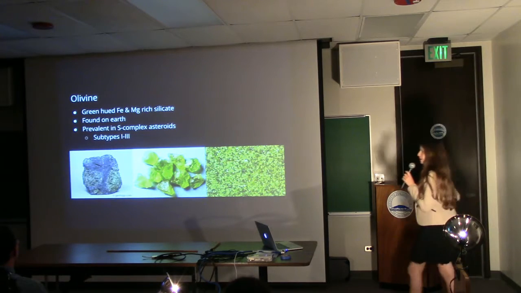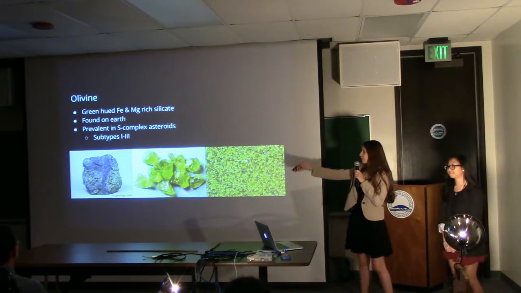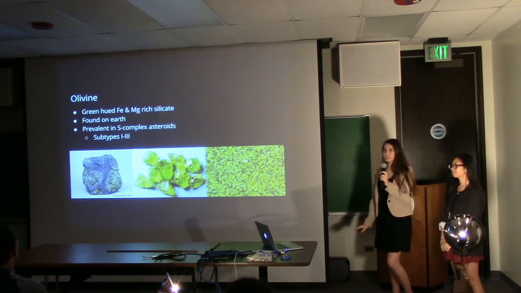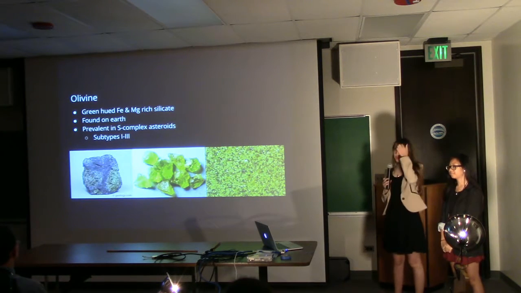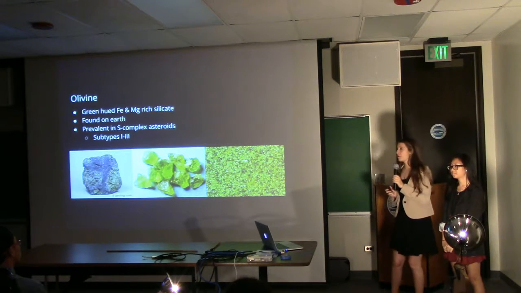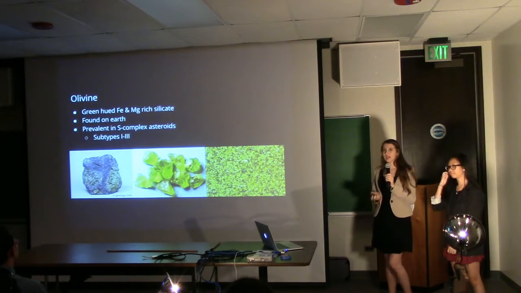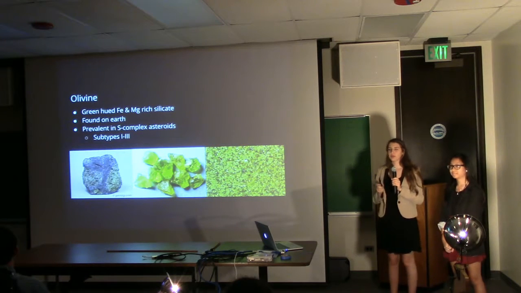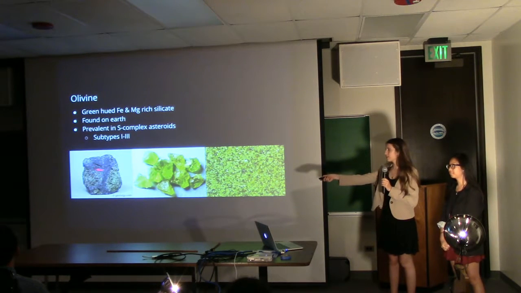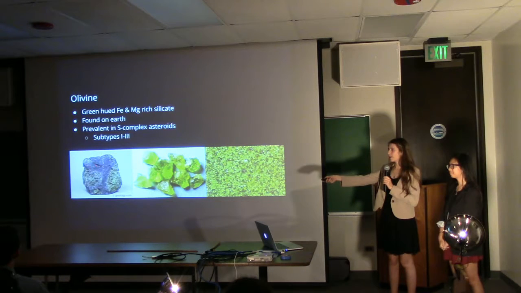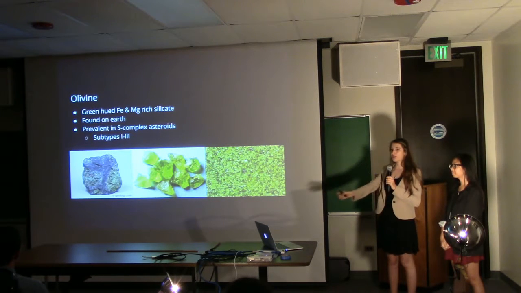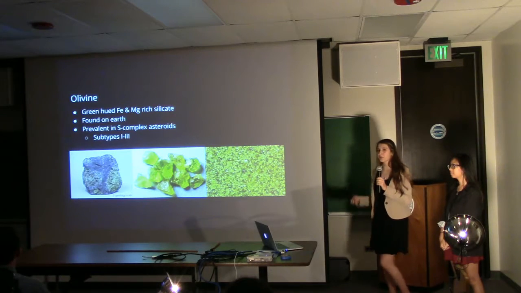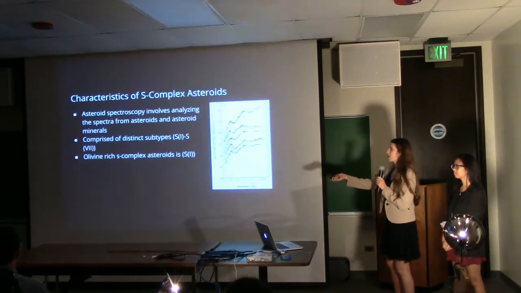So we were looking at olivine, which is a green-hued, as you can see here, iron and magnesium-rich silicate. It is found on Earth, but we were looking at it as primarily prevalent in S-complex asteroids and subtypes primarily 1 through 3. And then here you can see that it is mixed with basalt, and that's going to be closer into the subtypes later. So the latter subtypes more towards the 3 to 4 area.